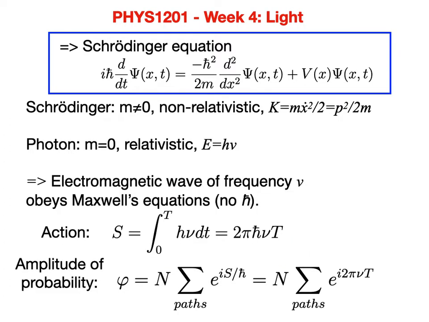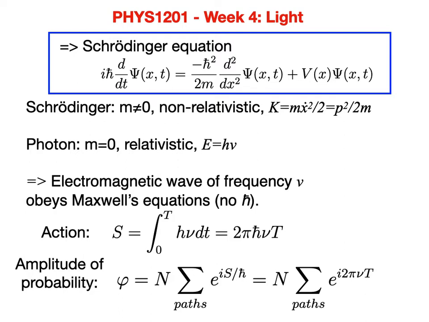So we then move to light. The problem is we can't start with the Schrodinger equation to describe light. The reason is that the Schrodinger equation is for massive objects. You see there is a mass in the denominator of the kinetic energy term. It's also non-relativistic because it starts from a kinetic energy which is half mv squared, or p squared on 2m, and we will see when we do relativity that this is not the right expression for relativistic kinetic energy.